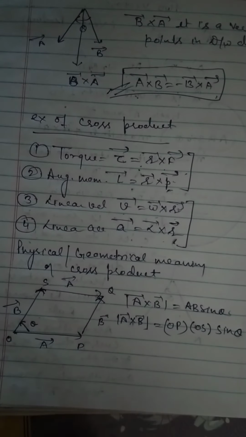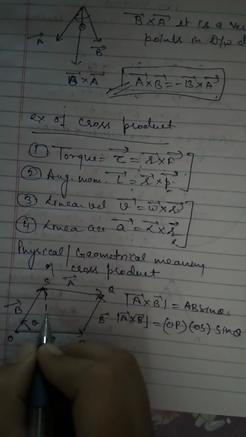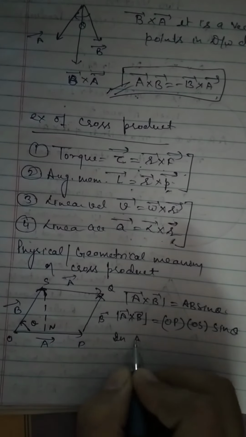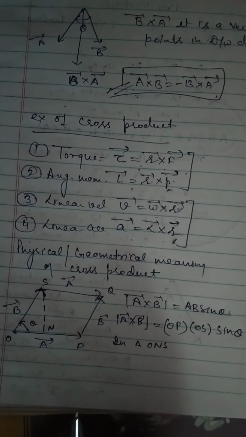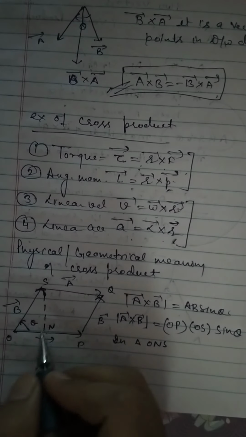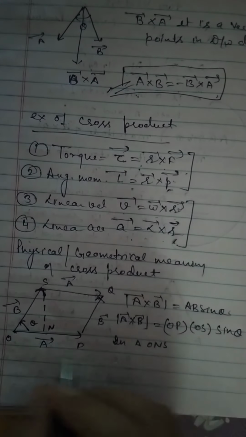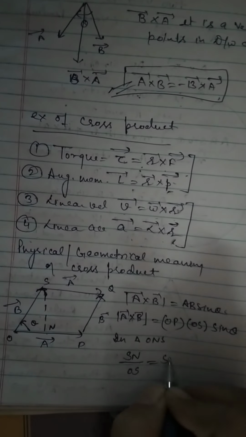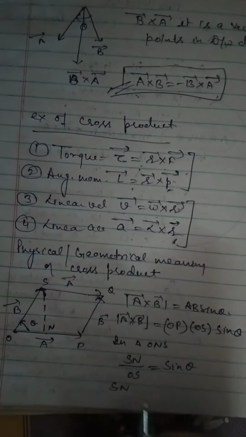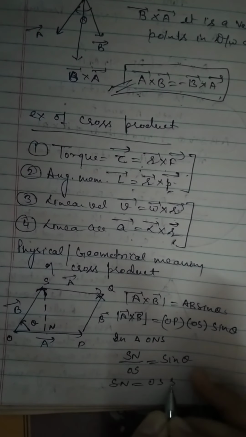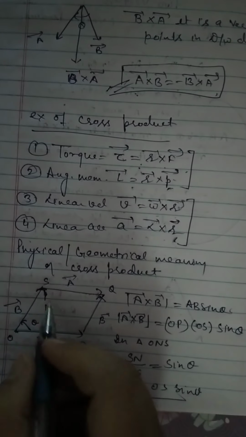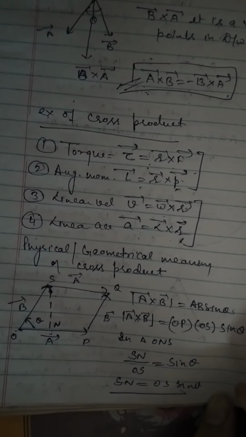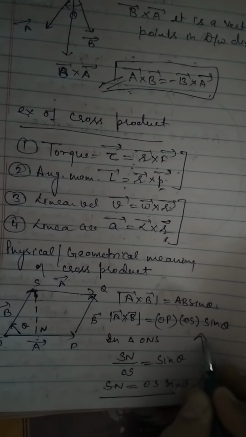Now I will draw this perpendicular SN. So in triangle ONS, I have to calculate this perpendicular. SN divided by OS is perpendicular over hypotenuse, which is sine theta. So SN is equal to OS sine theta. In triangle ONS, I calculated SN as OS sine theta. Put this value in the above equation.